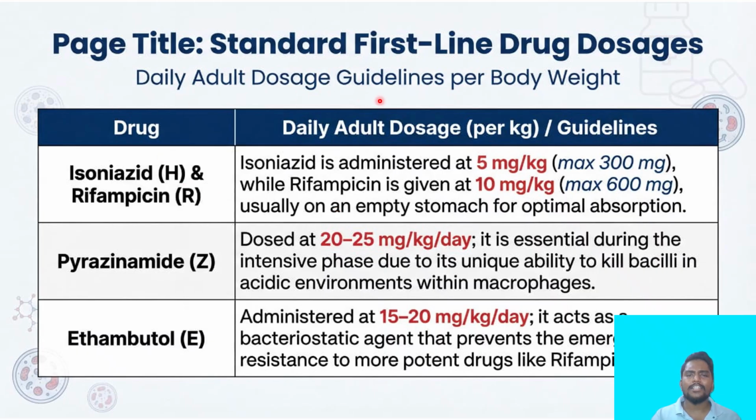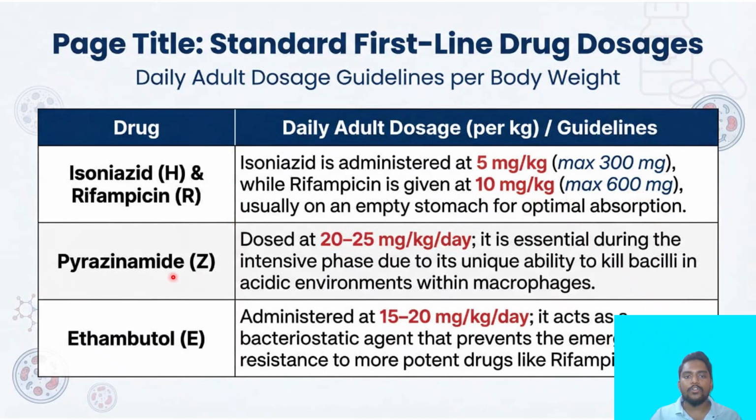So this is the drug and the daily adult dosage, where isoniazid will be 5 mg per kg per day. Remember the order: HRZE. Rifampicin will be double that of isoniazid, that is 10 mg per kg per day. The maximum dose of isoniazid is 300 mg, and rifampicin, double, has a maximum dose of 600 mg per day.